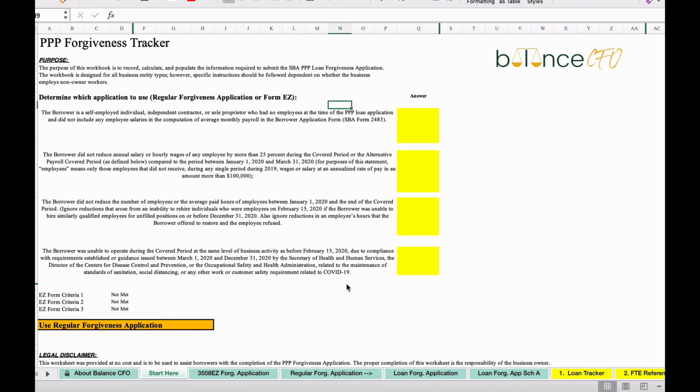So when you jump into here, you're going to see that there's 4 questions. If you are self-employed and you don't have employees and haven't, then you will be able to check this first box, yes.